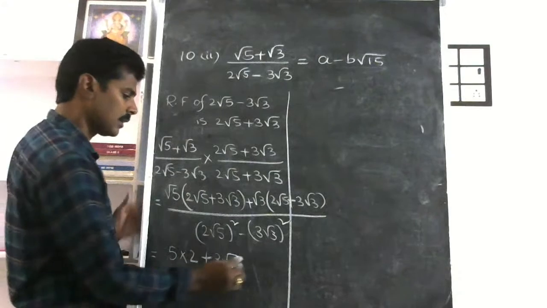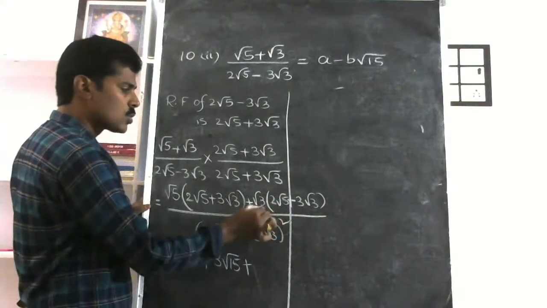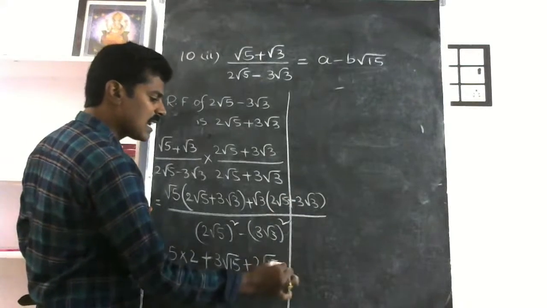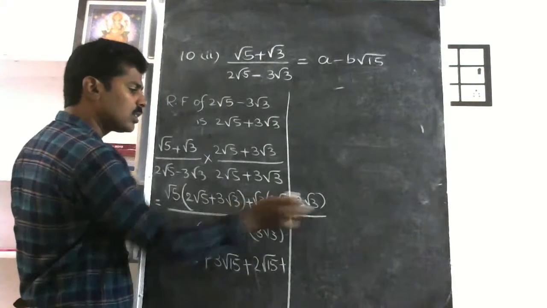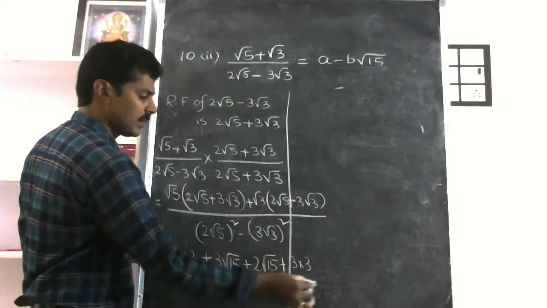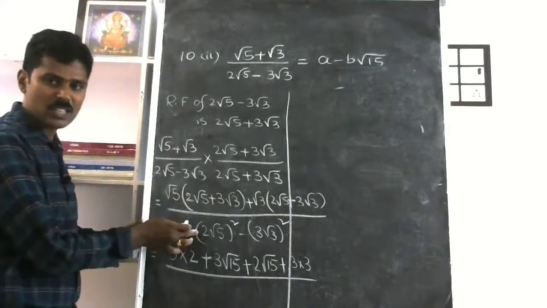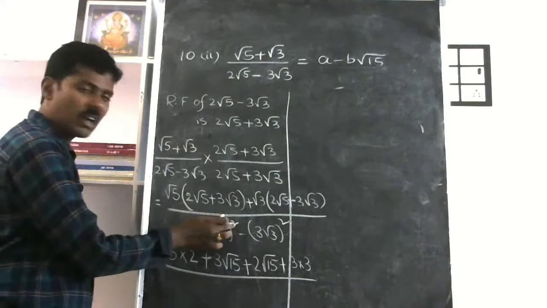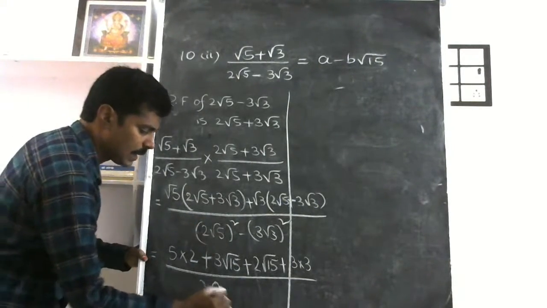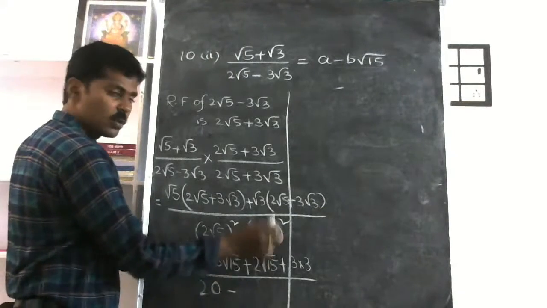I have to write it in total. Again here also, 2 root 3 into root 5, I don't have any option, so 2 root 15. Plus here I have 3 into root 3, which again becomes 3, so 3 into 3, the whole divided by this. I have explained before: 2 square is 4, root 5 square is 5, 4 into 5 is 20, minus 3 square is 9, root 3 square is 3.